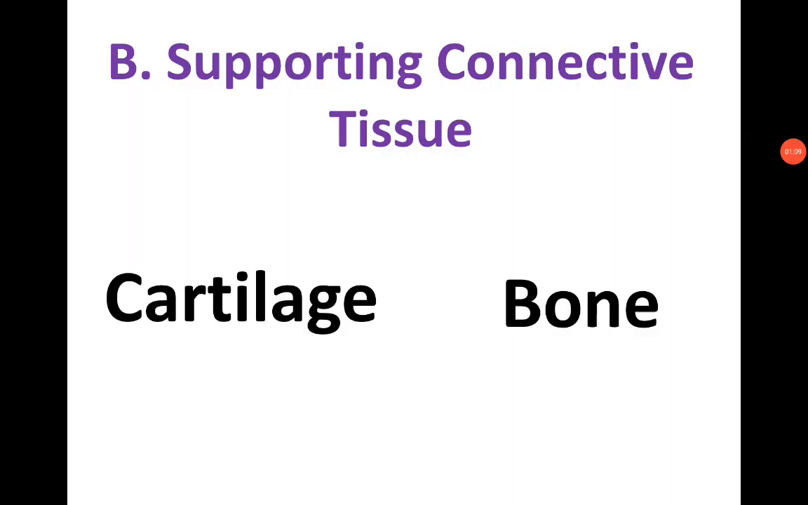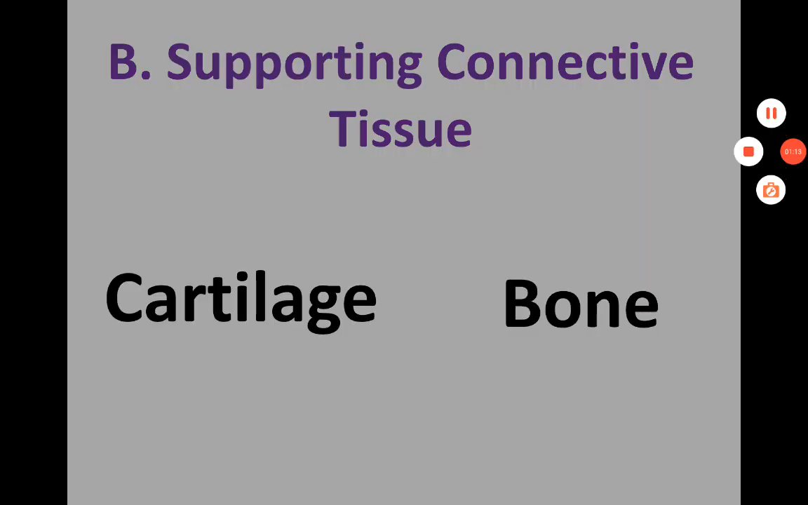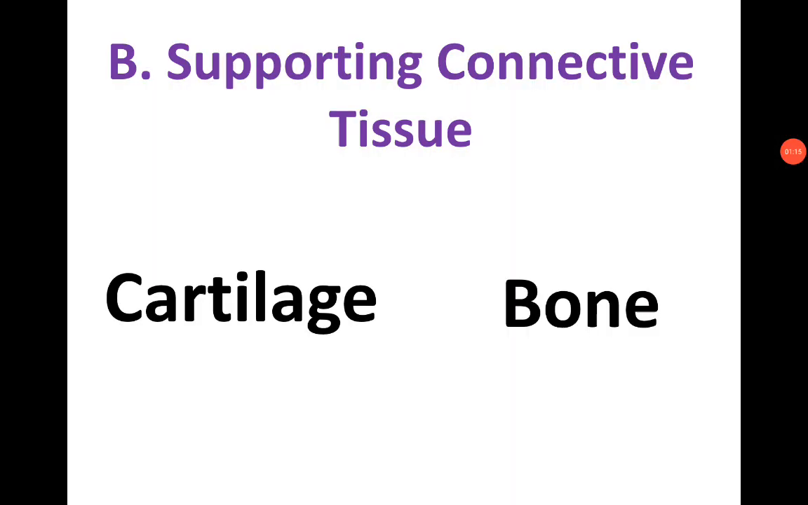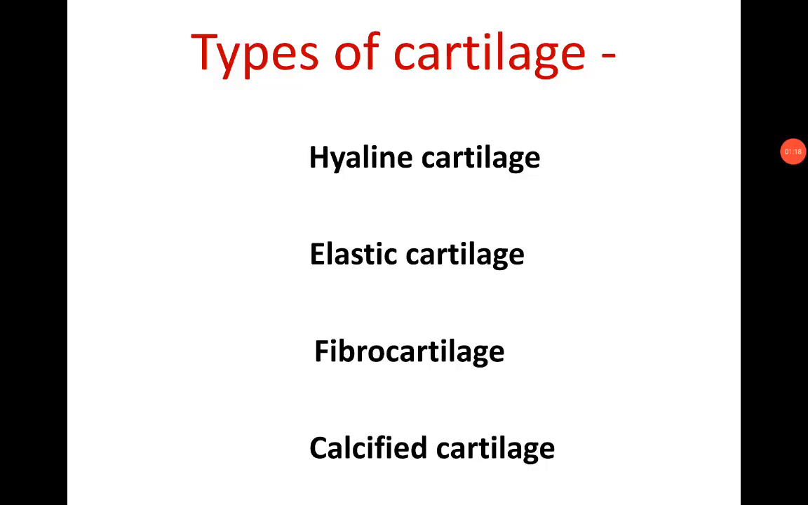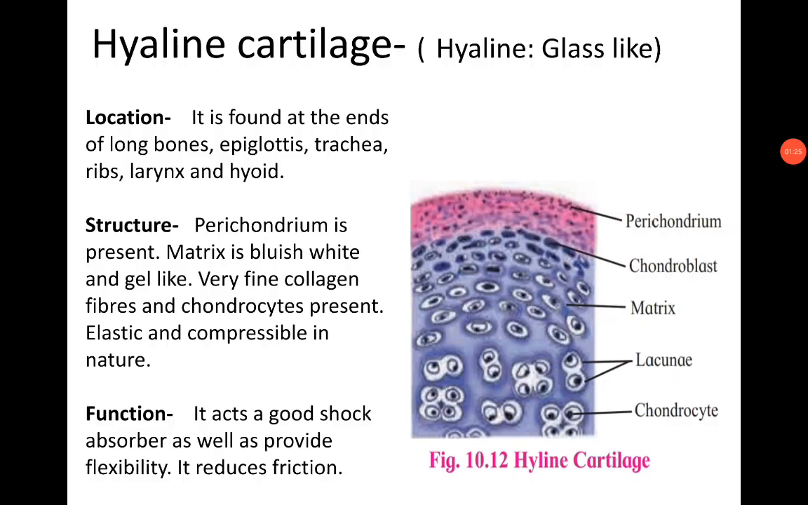The second topic of connective tissue is supporting connective tissue: cartilage and bone. There are 4 types of cartilage: hyaline cartilage, elastic cartilage, fibrocartilage and calcified cartilage. The first type of cartilage, hyaline cartilage, is also called glossy cartilage. It has a glass-like appearance, hence it is denoted as hyaline cartilage.